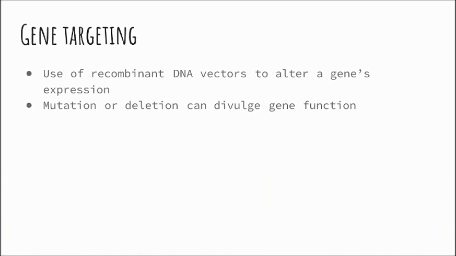Gene targeting is the use of recombinant DNA vectors to alter a gene's expression. So we can mutate or delete some genes to divulge gene function. Usually we do this in mice or other test animals. And this can help us learn what a gene's function is if we have not yet discovered that.